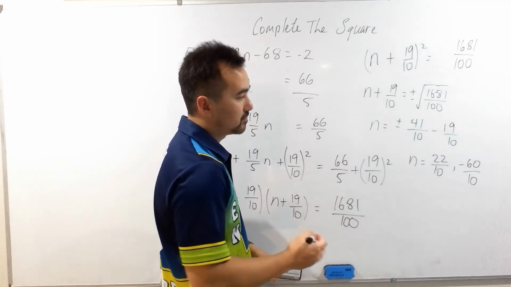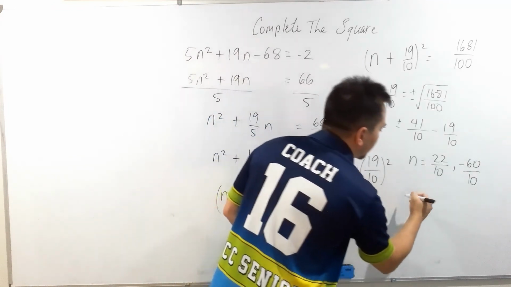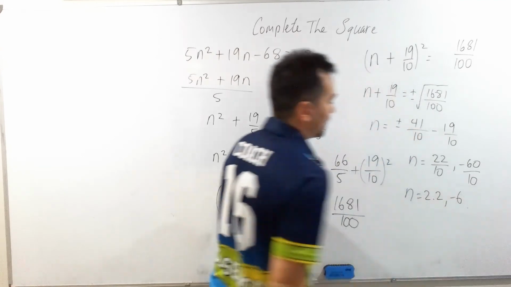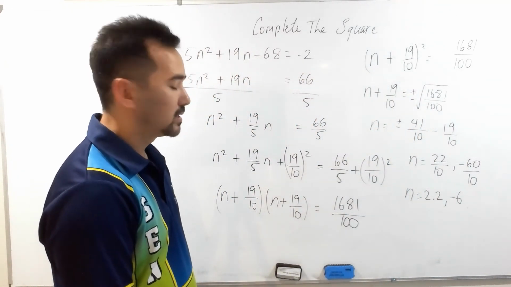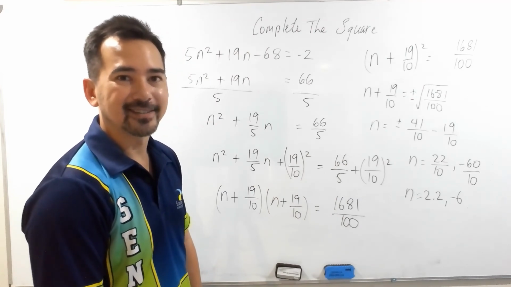Okay, now I know that that's going to come out to be negative 6. This I could say is 2.2. And there you have it. So that's about as hard as these questions are going to get. Alright, good luck with your questions.